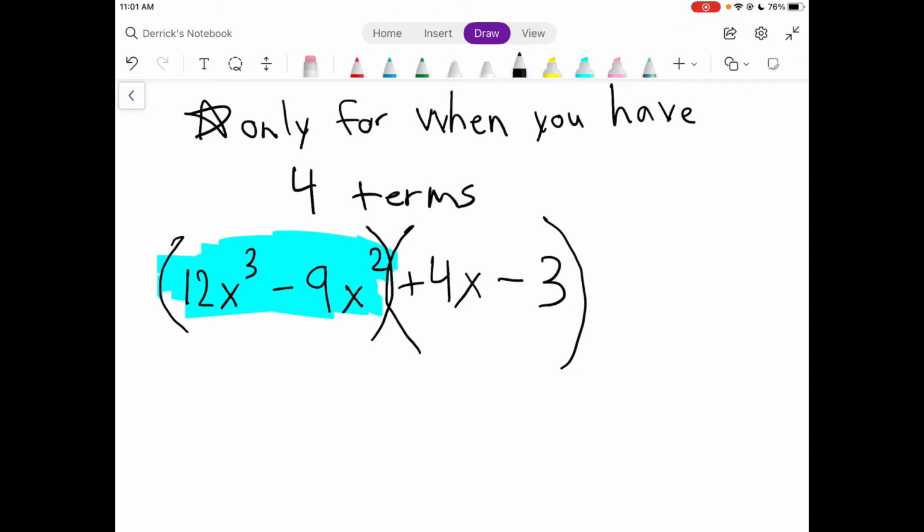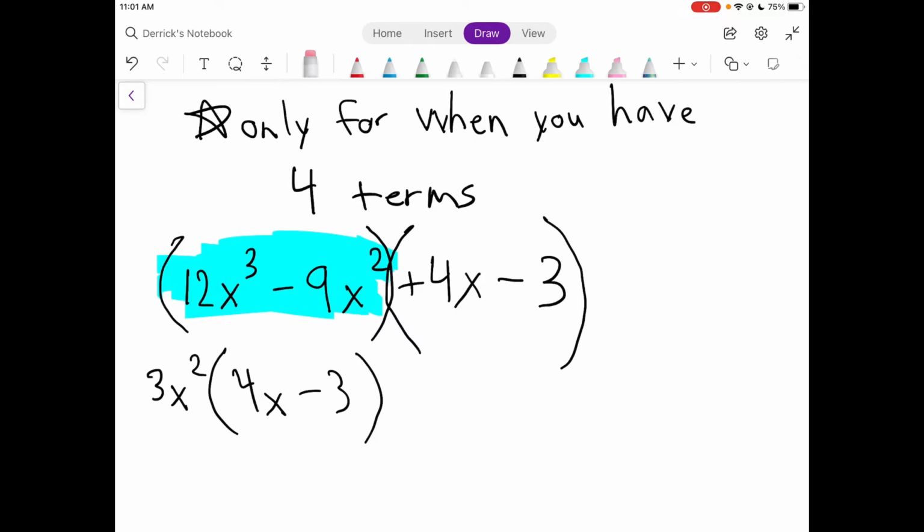So I will GCF factor a 3x squared out of my first group. Remember, inside the parentheses we will write what's left over after doing the division. So 12x to the third divided by 3x squared would give us 4x. Negative 9x squared divided by 3x squared would give us negative 3. The x squareds would just cancel out. Negative 9 divided by 3 is negative 3.